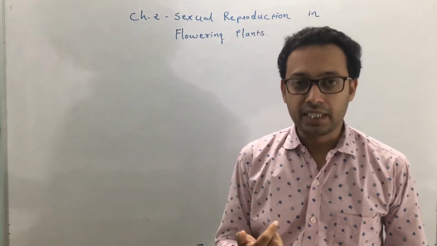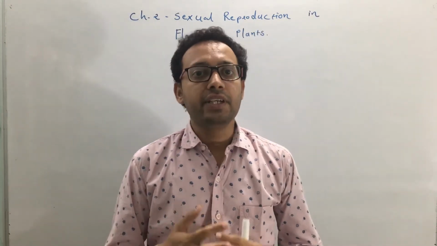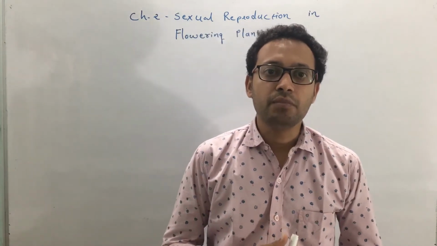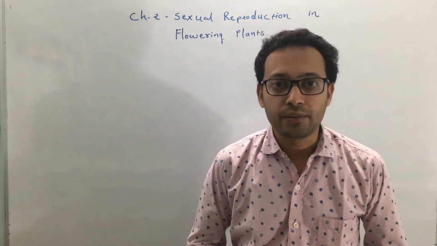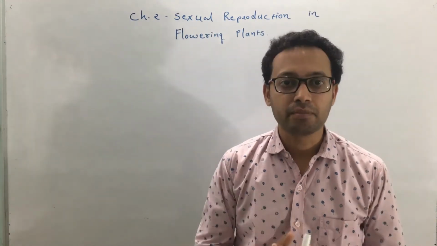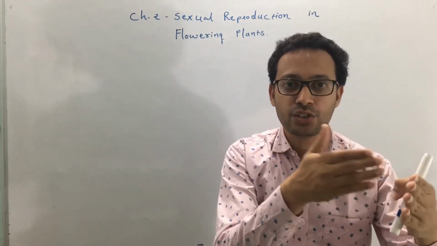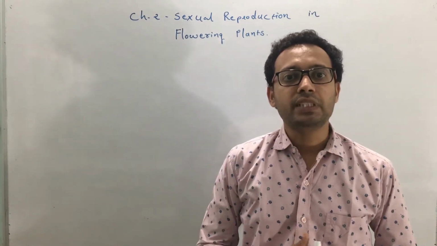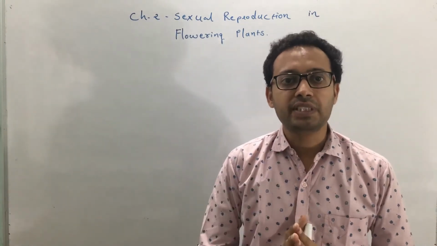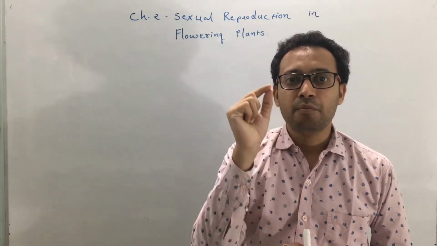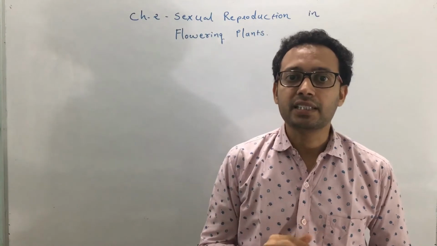Okay? See, in any living organism that reproduces sexually, whatever the type of organs they have, the basic events in sexual reproduction remain the same. It includes pre-fertilization, fertilization and post-fertilization. Today we will start with pre-fertilization and we will learn the structure of the male part of a flower, and that is the androecium.